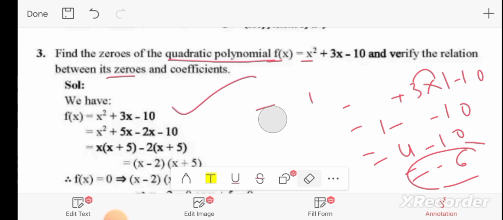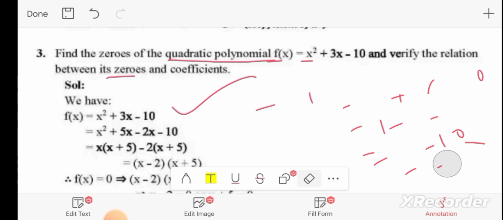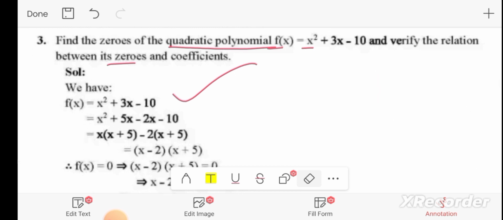Zero means solution, or in a quadratic equation we also call it a root. Solution, zeros and roots are all the same. But if they are used with a polynomial, they are called zeros. If they are used with a quadratic equation, they are called roots.